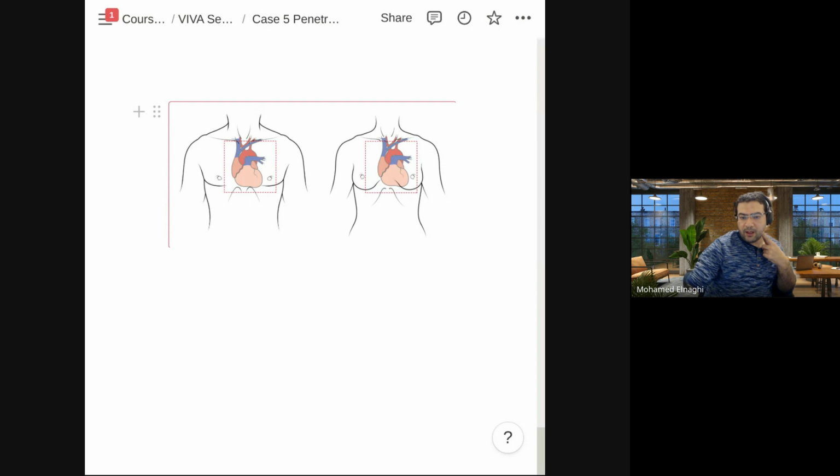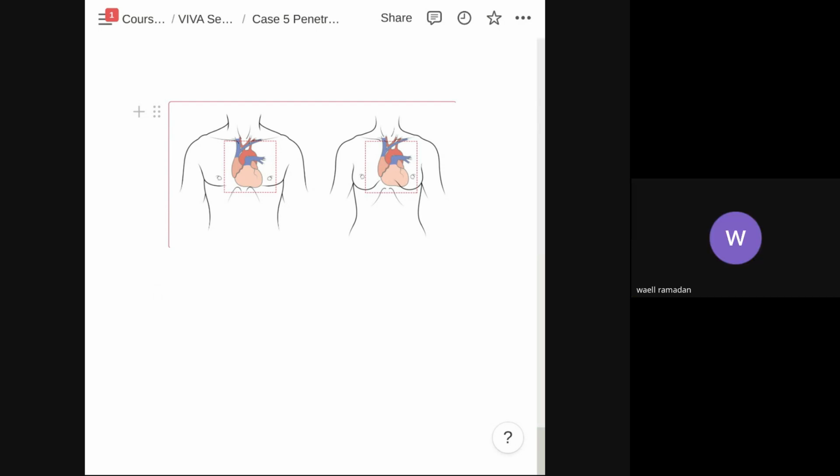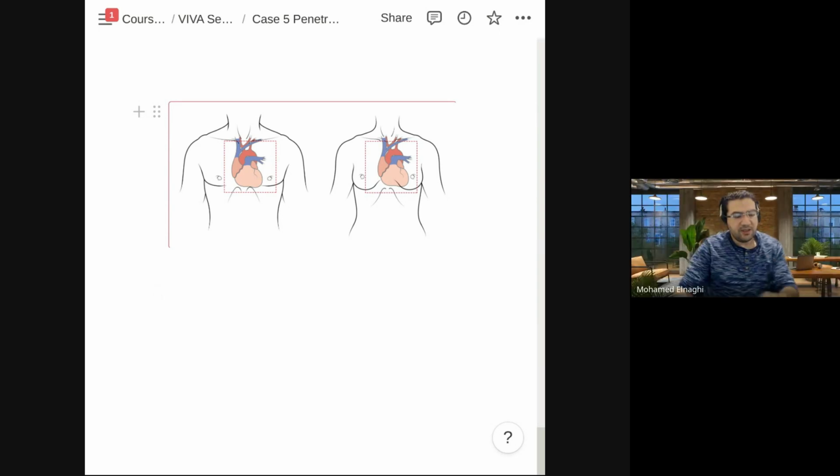Okay. And also, if you look at the cardiac window, can you see the screen? Okay, just a second. So this is the cardiac window. This is where, if you got any stab wound to this square where the heart lies in, okay, you would expect maybe cardiac injury.